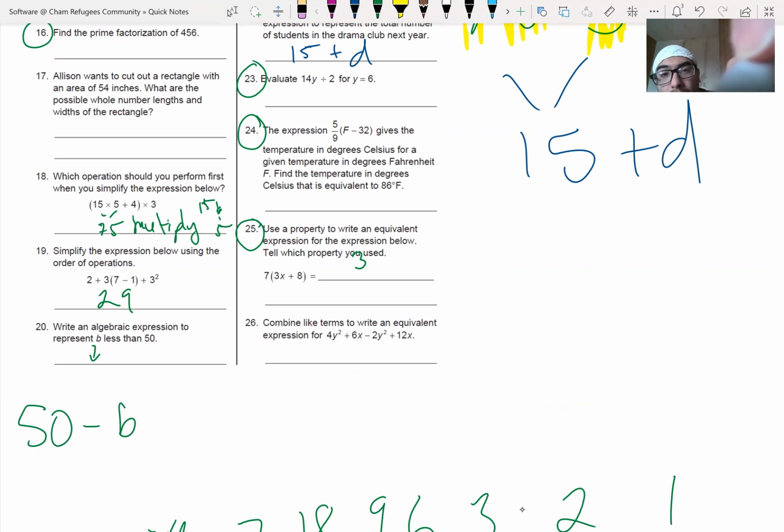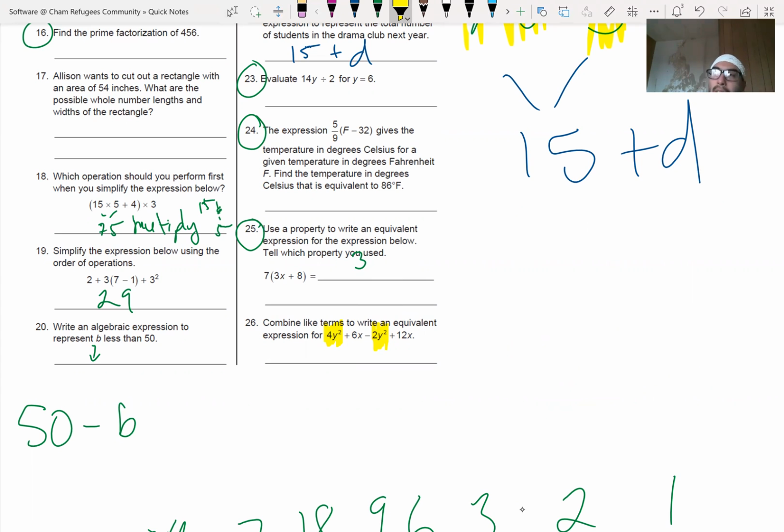So if we take a look, this one and this one have alike variables. Why do they have alike variables? Because they both say y squared. And when we combine them, we're just adding or subtracting them together. So in our case, we have subtraction. So we're going to subtract it. So we have 4y squared minus 2y squared.